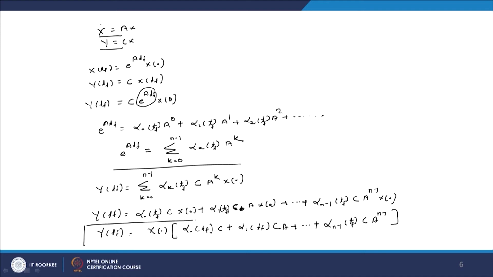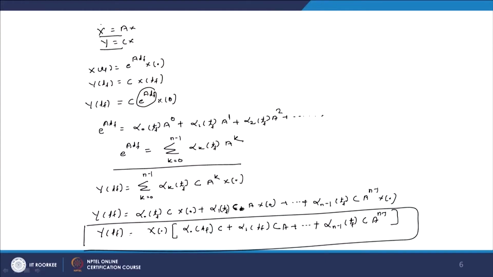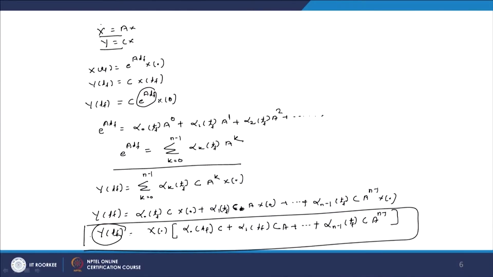Now, this is the final equation. That means, we have got y of t f in terms of x 0, alpha 0 t f c, alpha 1 t f c a, up to alpha n minus 1 t f c a raised to n minus 1. In this case we will find that c, c a, up to c a raised to n minus 1 play a very important role. If you calculate the rank of this matrix, it should be full, it should not be 0, because if it fails, this y of t f cannot exist. Therefore, we have to determine the rank of the matrix.